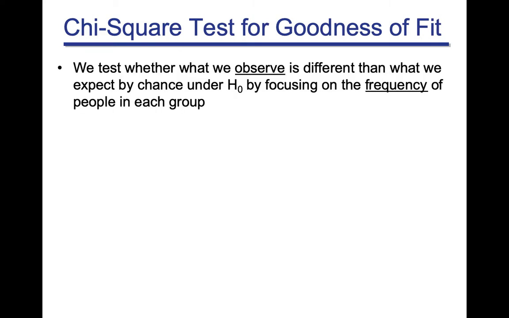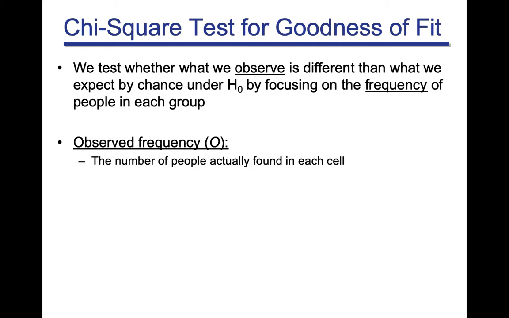So what we're going to do is test what we actually observe. You give 50 people the taste test and they say one or the other. They don't know which one is which; they choose the one on the left or the one on the right. Then we record whether they actually chose Pepsi or Coke. It has to be one or the other, it can't be both. Is what we observe different than what we would expect by chance under the null hypothesis, focusing on the frequency of people in each group that chose one versus the other?